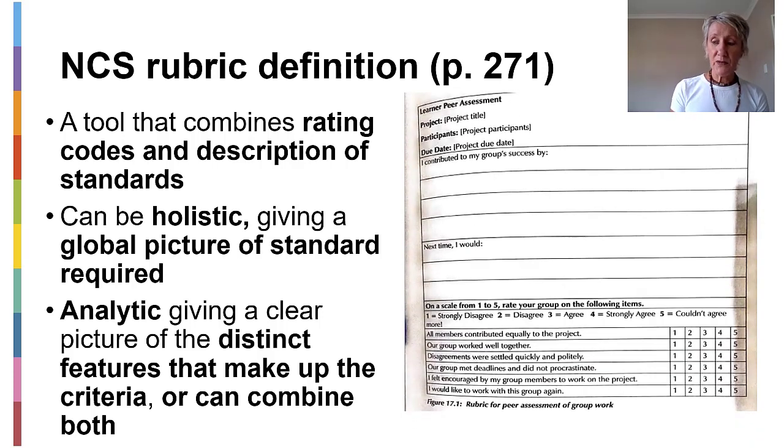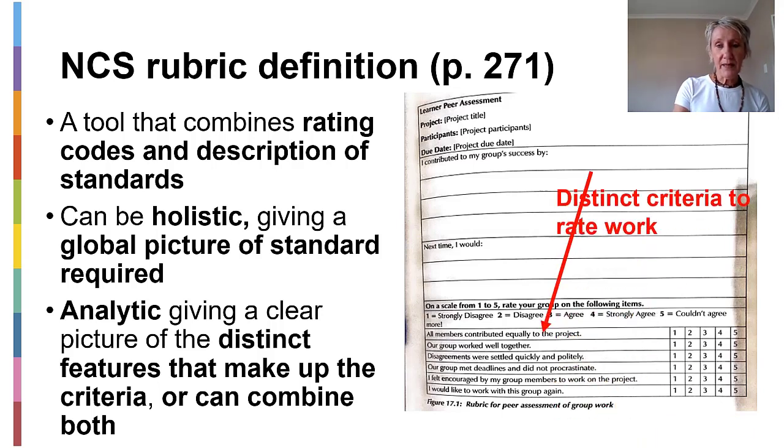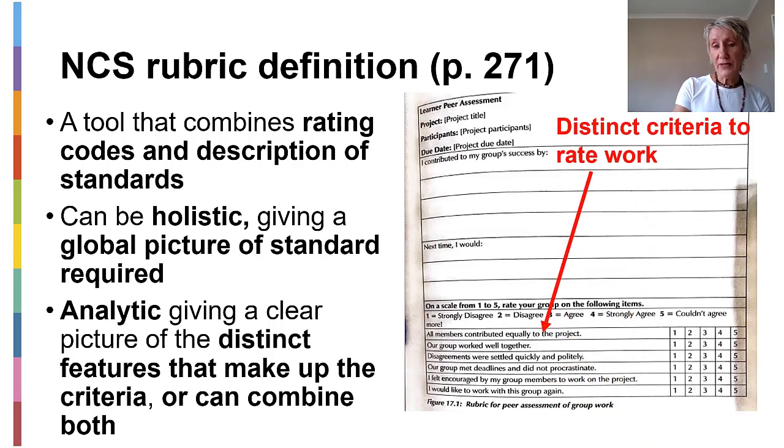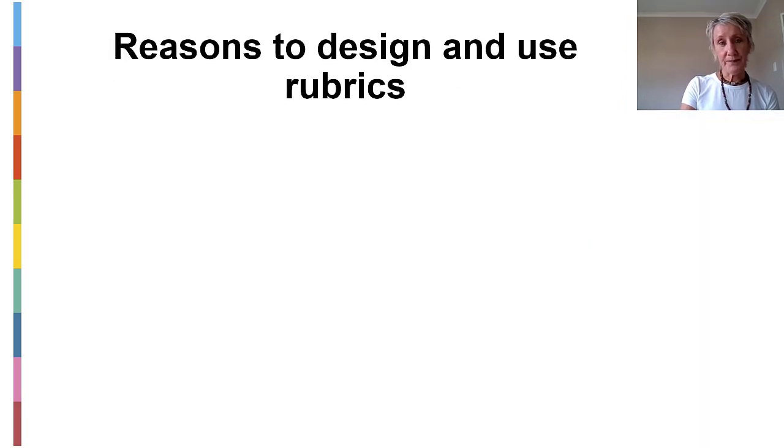So if you have a look at this as well, this is also again from our friend Ferreira. Here you've got an example of a learner peer assessment. And on here you'll see that there are the distinct criteria to rate the work. We worked well together as a group. All right. And you'll also have the rating codes. And there they are, 1, 2, 3, 4, and 5. So you'll have the different criteria. And then you'll have the rating codes on how you're going to assess them for each of those points. So this is a typical type of criteria.